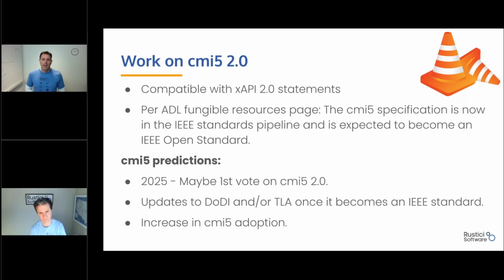Some predictions. I think maybe we get to our first vote on CMI5 in the IEEE standards body next calendar year. I don't think we see that this calendar year. Some of my cohorts on the weekly calls would probably be sad to hear me say that. I can tell you that I have a meeting later today to continue working on this process. I will be meeting with IEEE's Open Standards program manager to talk about what the next steps are. What is the next thing we need to do to get this moved to be a standard? But it takes a long time.